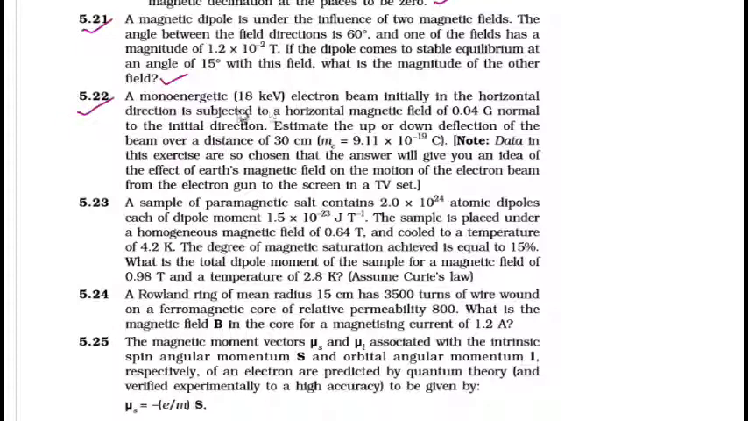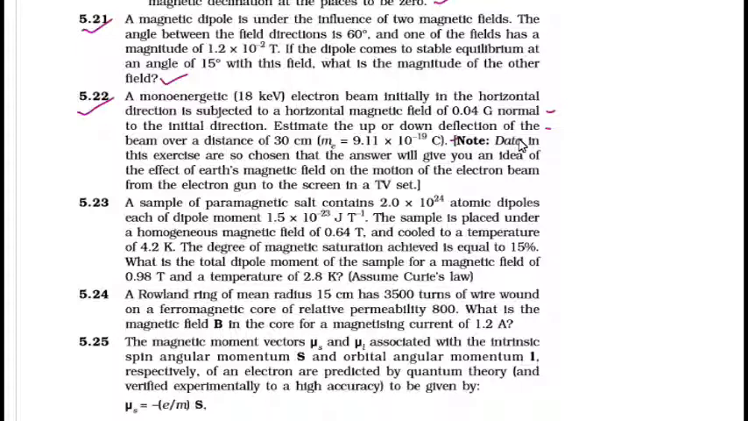A monoenergetic 18 keV, that is kilo electron volt, electron beam initially in the horizontal direction is subjected to a horizontal magnetic field of 0.04 G normal to the initial direction. Estimate the up and down deflection of the beam over a distance of 30 centimeter. Me is equal to 9.11 multiplied by 10 to the power minus 19.